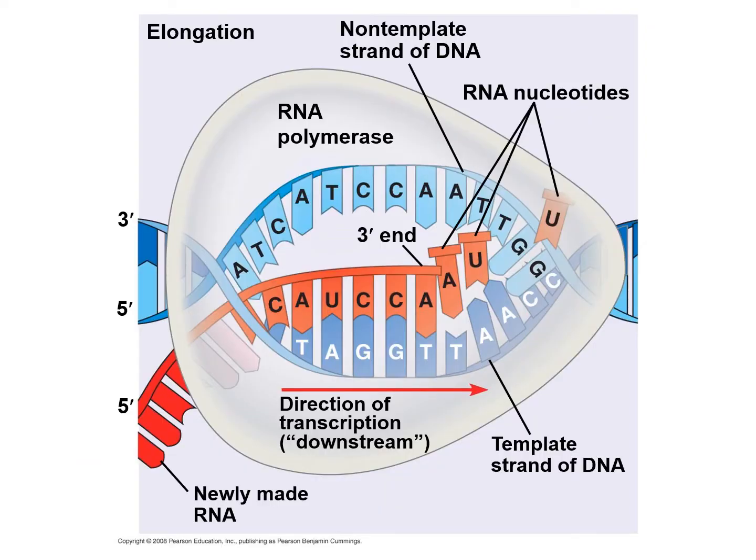RNA polymerase is a complex structure made out of several polypeptides, and it acts kind of like a machine that can run down the DNA molecule and unzip it like a zipper.